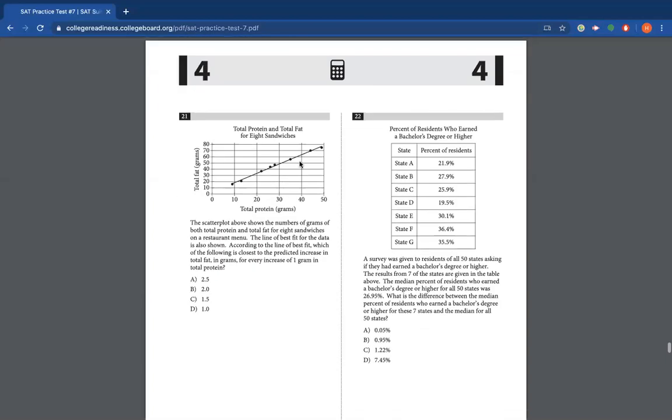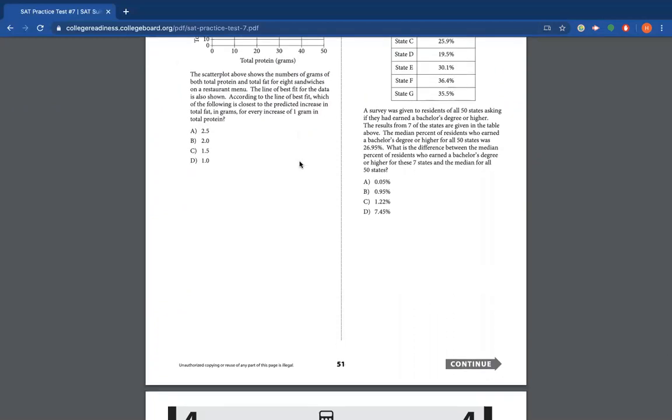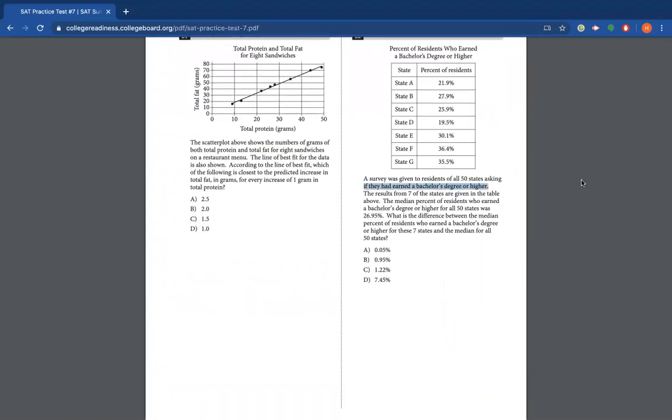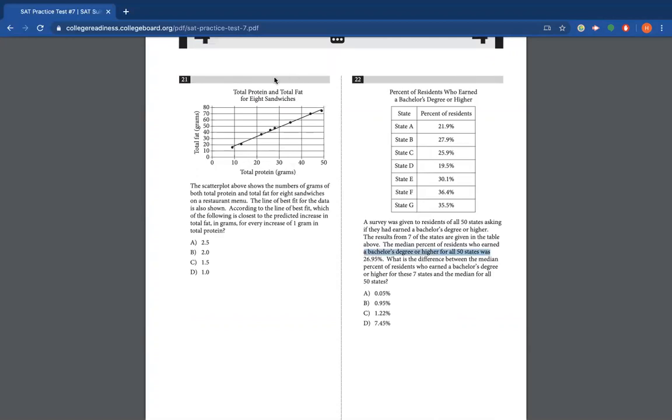Okay, do you want to do 22 or no? Sure, okay. A survey was given to residents of all 50 states asking if they have earned a bachelor's degree or higher. The results from 7 of the states are given in the table above. The median percent of bachelor's degree for all 50 states was given. What is the difference in the median of the percent of residents? Okay, so we have to find the median of the 7 states, okay? What's the median over here?